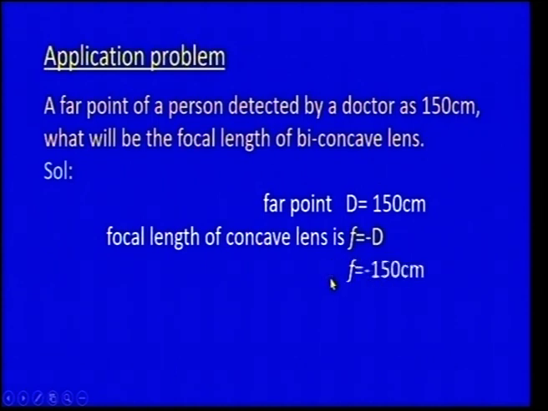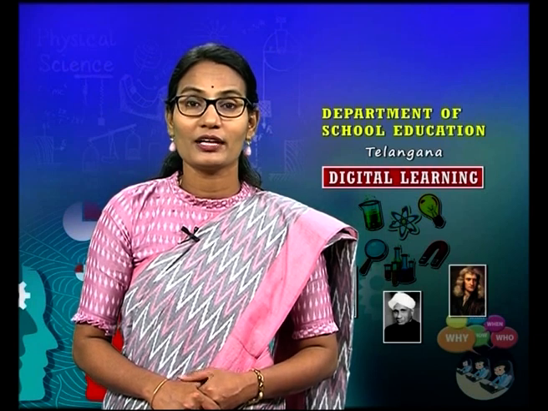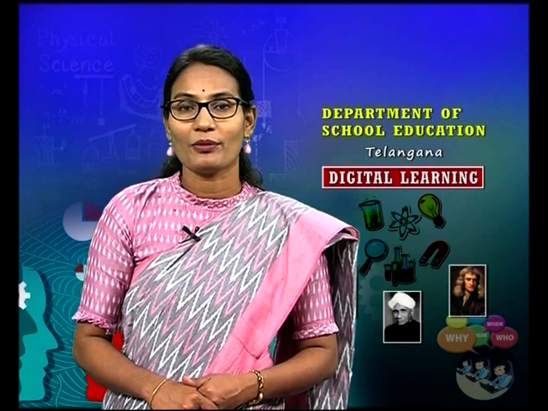So f equal to minus 150 centimeters. Here minus indicates it is a concave lens. So f equal to minus 150 centimeters. We have to choose the concave lens of focal length 150 centimeters. So like this we can calculate the focal length of the concave lens to correct myopia.